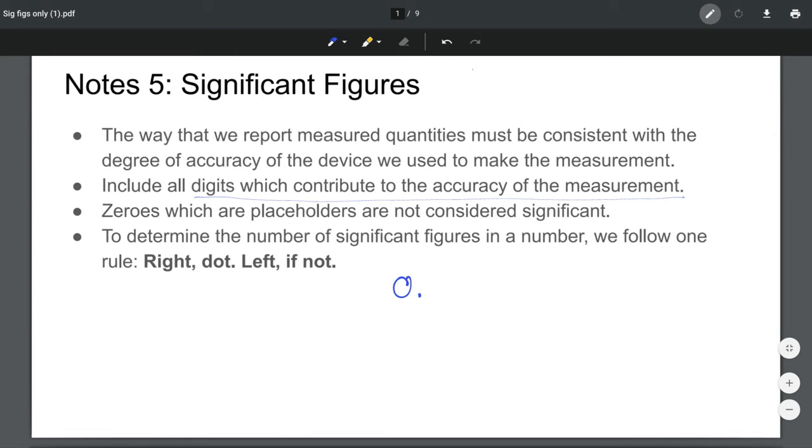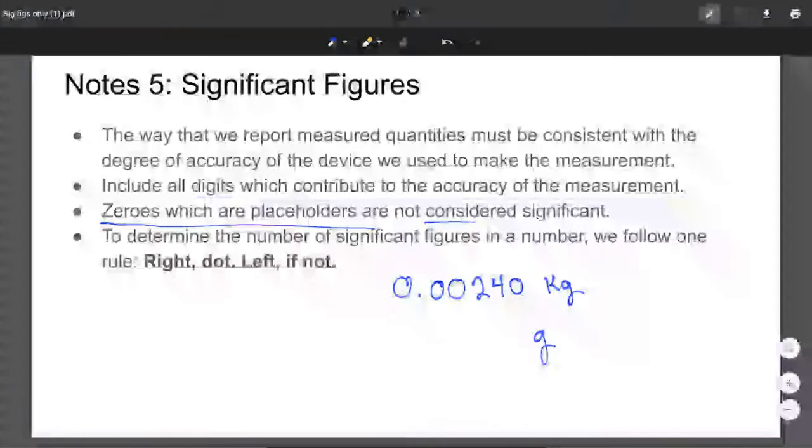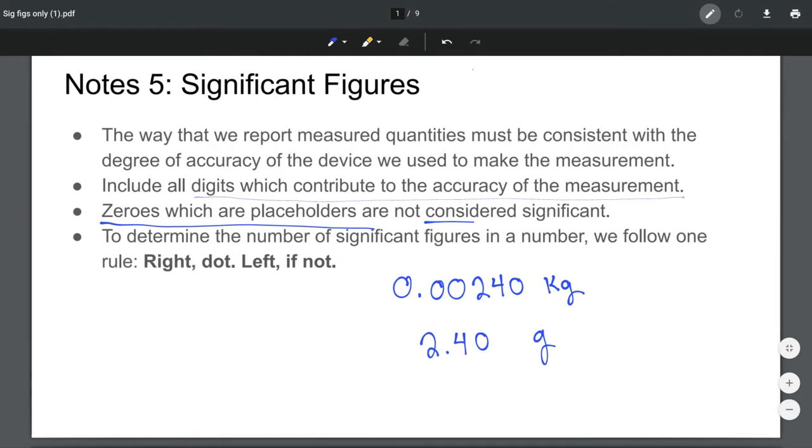So for example, if my mass was 0.00240 kilograms, and I'm looking at this number, I'm trying to figure out which numbers actually are the accuracy of the measurement, and zeros that are placeholders are not significant. So if I were to take this same object and put it on a different balance, a balance that measures in grams, I would end up with 2.40 grams. So what this is telling me is that I only have 3 digits in here that contribute to the accuracy of the measurement. The leading zeros here, these are what are known as placeholders. So those are not significant.